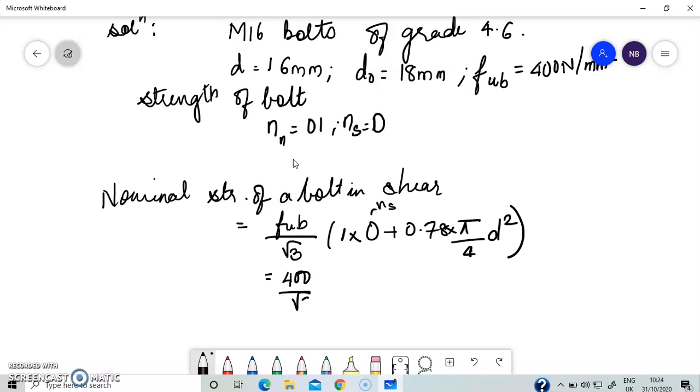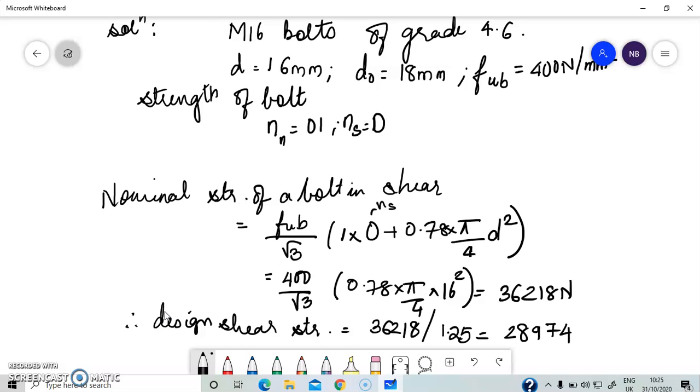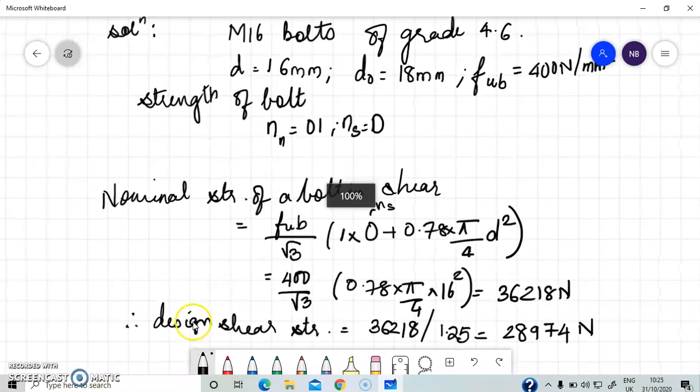On substitution, we get 36218 Newton. Therefore, the design shear strength is 36218 upon the partial safety factor, which is 1.25, and we get 28974 Newton.